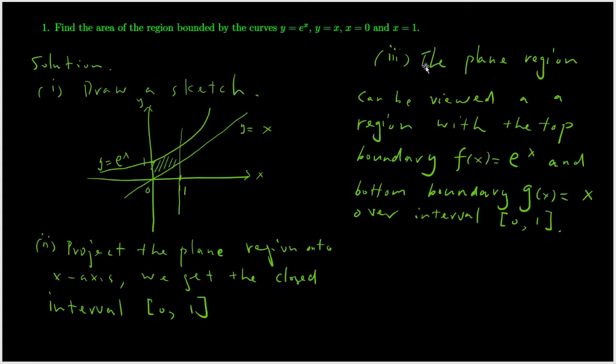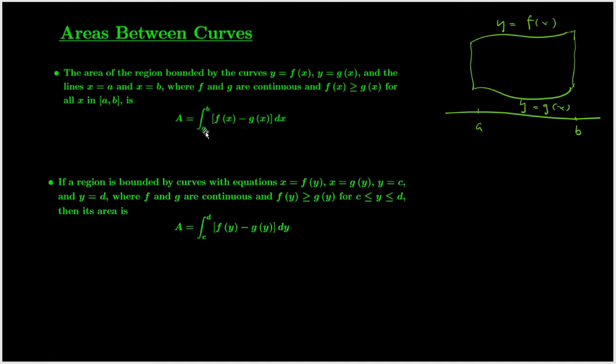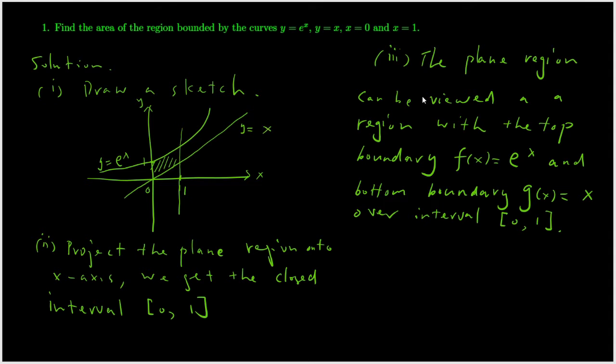Now let's see the whole thing in step 3. Now the plane region can be viewed as a plane region with the top boundary being the graph of f of x, which is e to the power of x, and the bottom boundary being the graph of g of x equals x. You also need to identify the interval. Now we have all the information we need in the formula. We got the interval, we got the function representing the top boundary, and we also have the function representing the bottom boundary. Now we are ready to use the integral to compute the area.